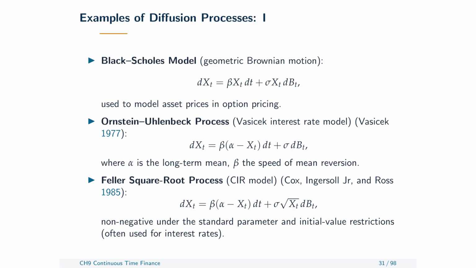The Ornstein-Uhlenbeck process uses drift beta times alpha minus x and constant diffusion sigma. When beta is positive, the drift pulls the process toward long-run level alpha. Because volatility does not vanish near zero, the process can take negative values. That may be acceptable for some transformed variables, but unsuitable for quantities constrained to remain non-negative.